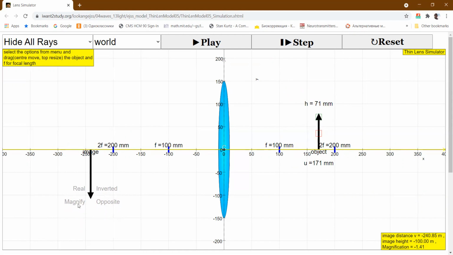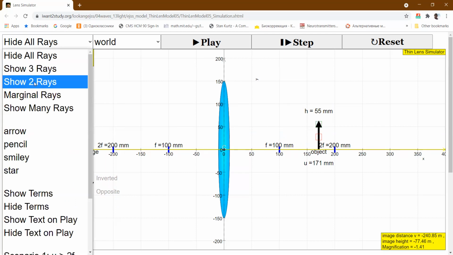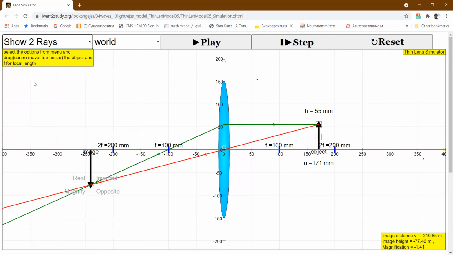Okay, so what they write around the image, that it's a real image, means that the light actually intersects at this point. Inverted, you see it's upside down, right? Magnified, you see it's a little bit bigger than my object. I'm going to make the object smaller so you see the difference. It's maybe 1.5 times bigger, right? I'm going to show you how the light goes from the object to the image. Here you can click and show two rays. I think that's going to be the best.